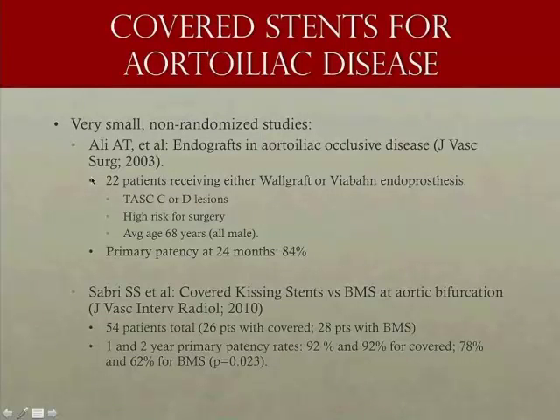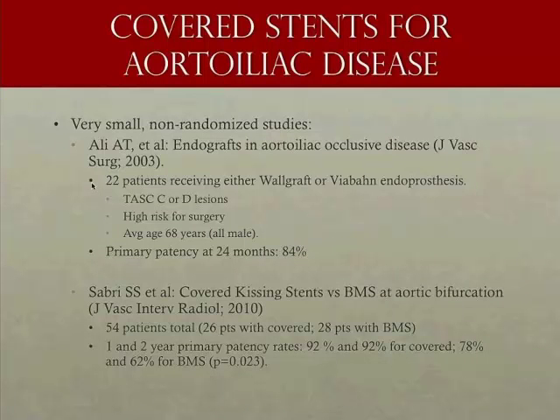This is a study of just 22 patients, very, very small, looking at patients who had TASC-C and TASC-D lesions specifically that were deemed too high risk for surgery. For the VA physicians listening in, this is probably all too familiar, where all the patients were male, and the average age was 68. So not too dissimilar from what we all see in clinical practice. What they found was that at 24 months, the primary patency rate was quite good at 84%, but again, an extremely small population.